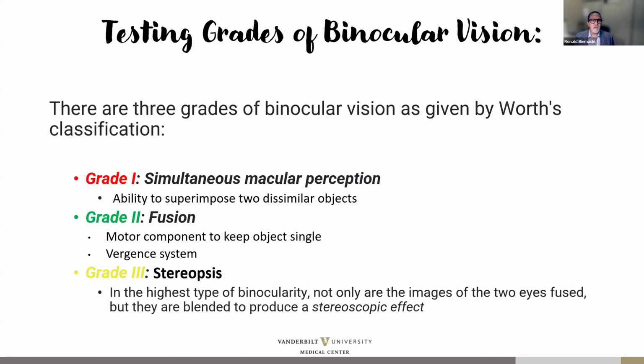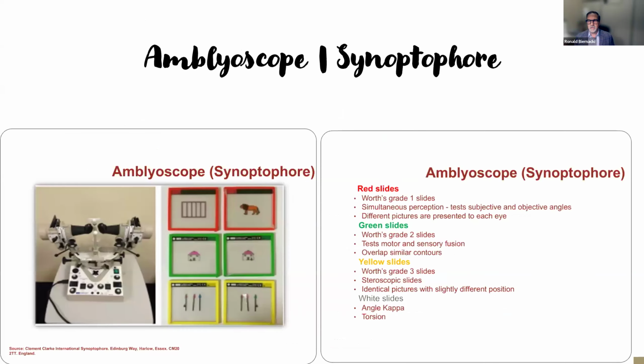There are three types or grades of binocularity: simultaneous macular perception, fusion, and then stereopsis. All three of these slides are color-coded when we use our synoptophore. There's also a white slide, which can measure torsion, which is seen here. So the red slides, the green slides, the yellow slides, and a white slide.